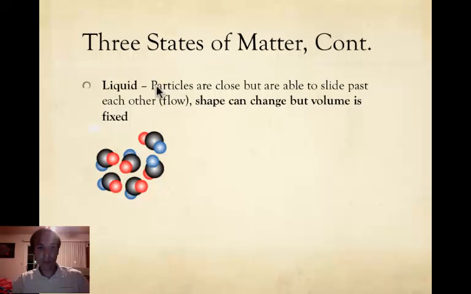With liquids, the particles are still close together, but they have the ability to slide past each other. We use the word flow to describe that. Water flows, right? It flows downhill, it trickles. We have all these different words to explain the flow of water, but what's really happening at the molecular level is that when it's a liquid, the molecules have the ability to slide past each other. Here we have the molecules slipping and sliding, moving around. They still have to stay relatively close to each other, but they can slide past each other.